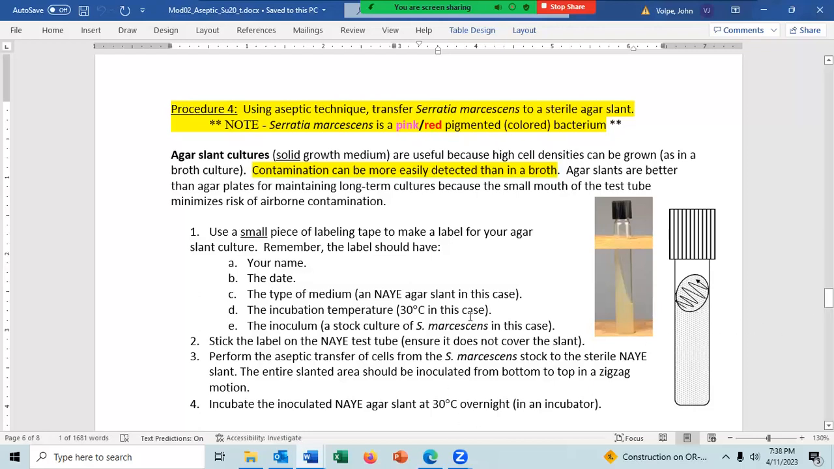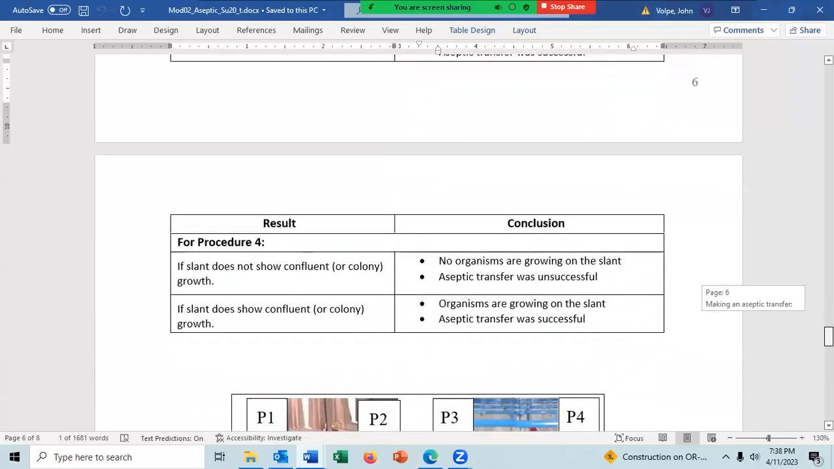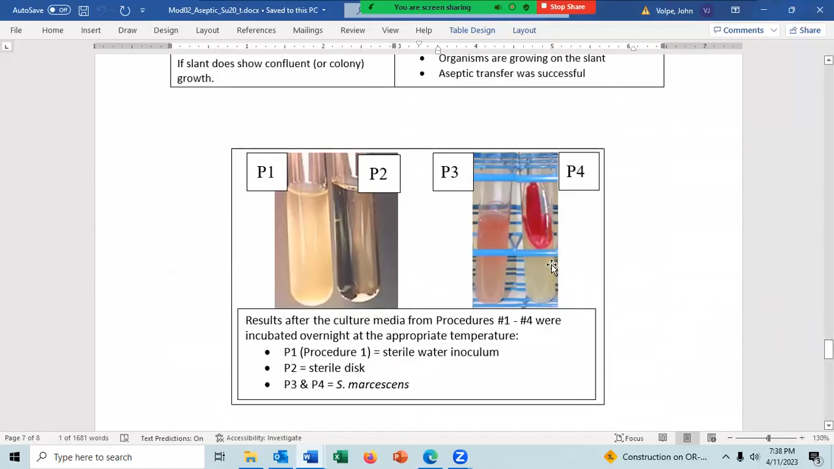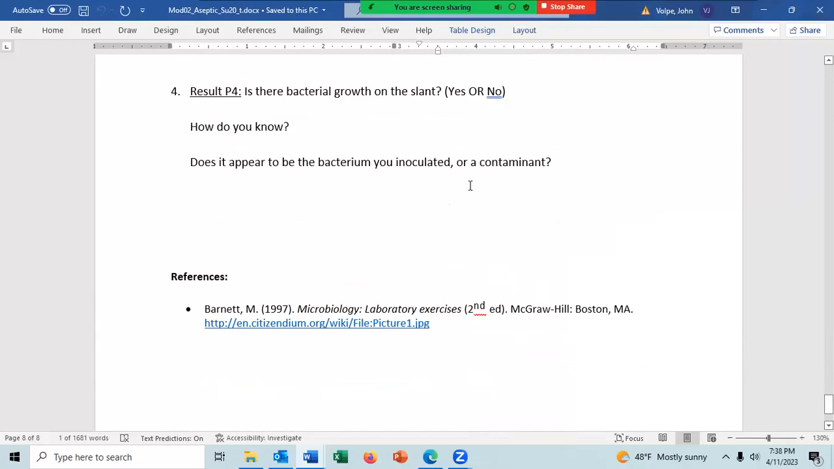All right, this tells you the procedure 4. I'll let you read through it. But if the slant does not show confluent or colony growth, then the conclusion is no organisms are growing on the slant and aseptic transfer was unsuccessful. Here we have the picture for procedure 4. And then here are the questions for procedure 4.